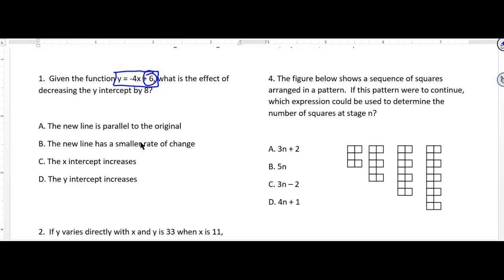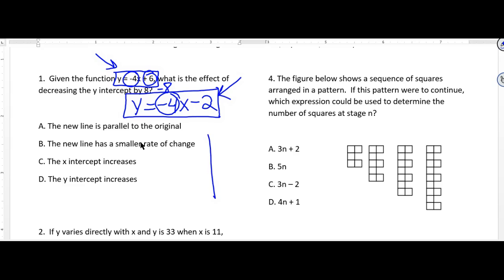Well, here's our y-intercept, plus 6. If we decrease that by 8, we're subtracting 8 from it. 6 minus 8 is going to give us negative 2. So our new equation is negative 4x minus 2. If you graph the original function and the new function on the same graph on your calculator, the slopes are the same, negative 4x. The only difference is the y-intercept. One line is going to start at plus 6 and go down. The other line is going to start at negative 2 and go down.